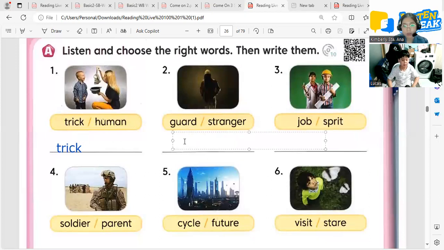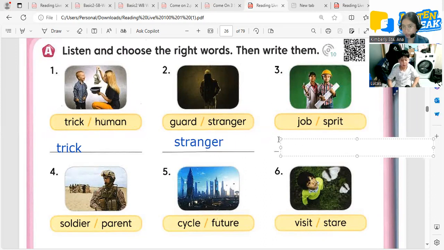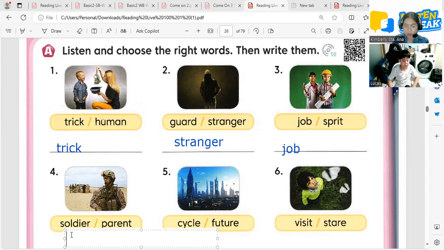Number two is stranger. Can you spell stranger? S T R A N G E R. Number three? Shark, G O D. It's a G, it's J. J O D. Nice one. And number four? Number four, soldier, S O L D I E R.